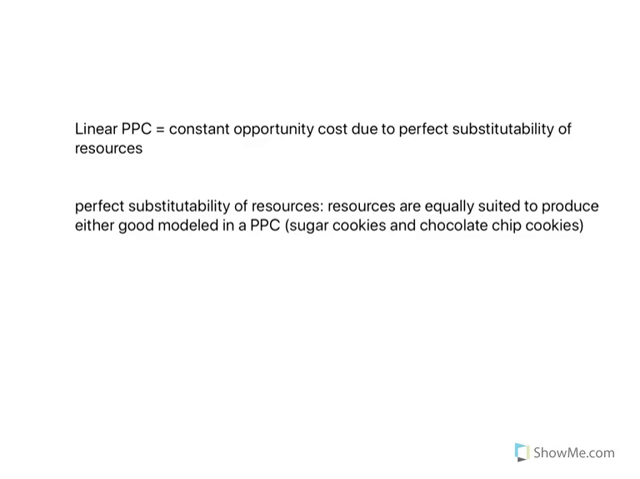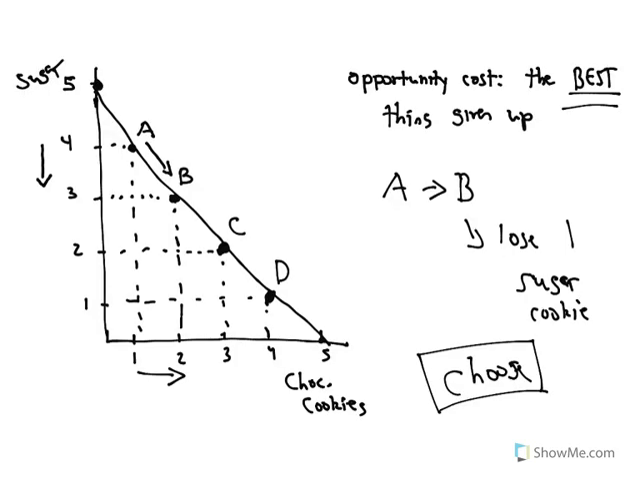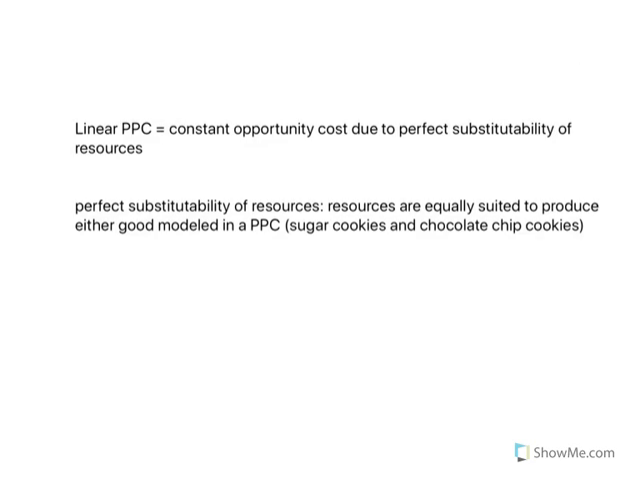And this is due to this idea of the perfect substitutability of resources. So what does that mean? This means that resources are equally suited to produce either good modeled in a PPC. In other words, I can take the resources used to make one good and easily switch those resources to be producing another good, right? So for instance, if I'm going from combination A to B, how easy is it to take some of the resources that I was using to make sugar cookies and then switch them to produce chocolate chip cookies? Well, pretty easy, right?